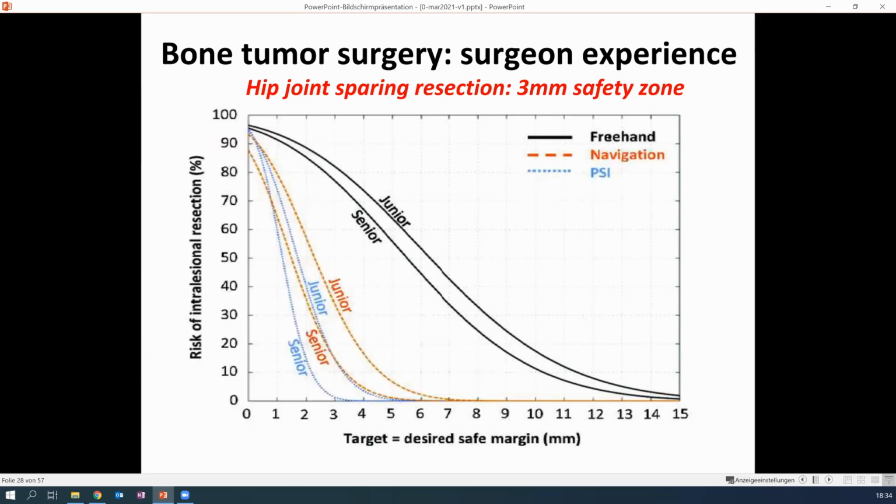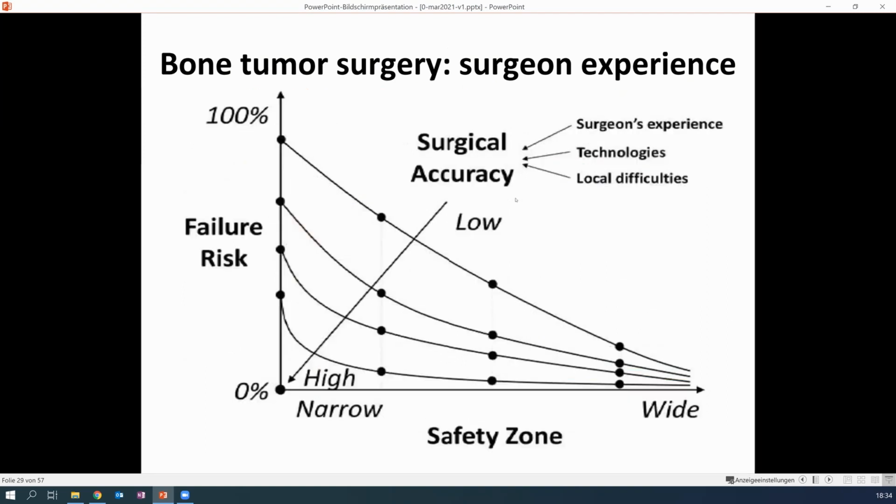What happened with navigation and patient-specific guides? Well, first of all, the 2 of them performed better. This is what we saw. So if we choose, let's say, a margin of 3 millimeters, this is going to be a 77% risk. Or if we choose to do this with navigation, it's 15%, or even with the patient-specific guide, 2%. So this is very significant. Clearly, there is no way this is not going to be a benefit.